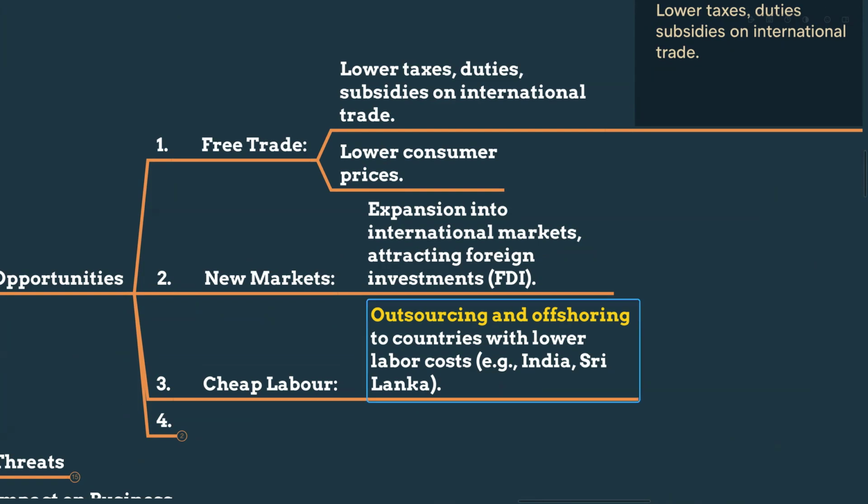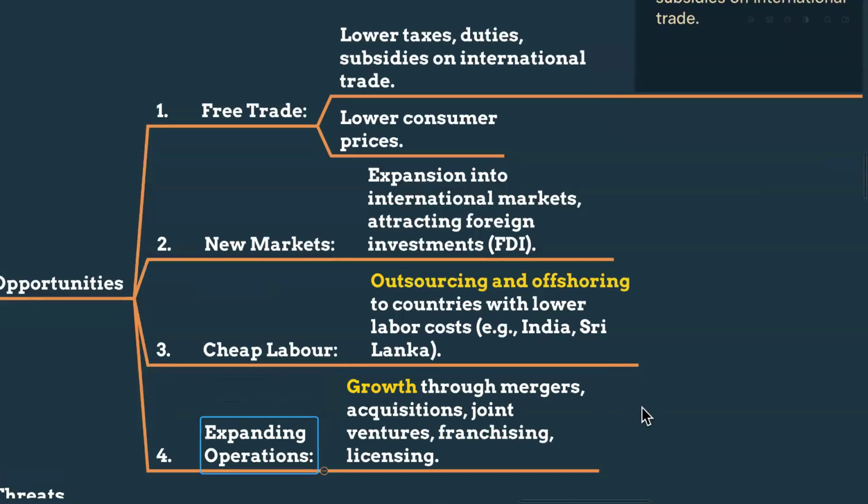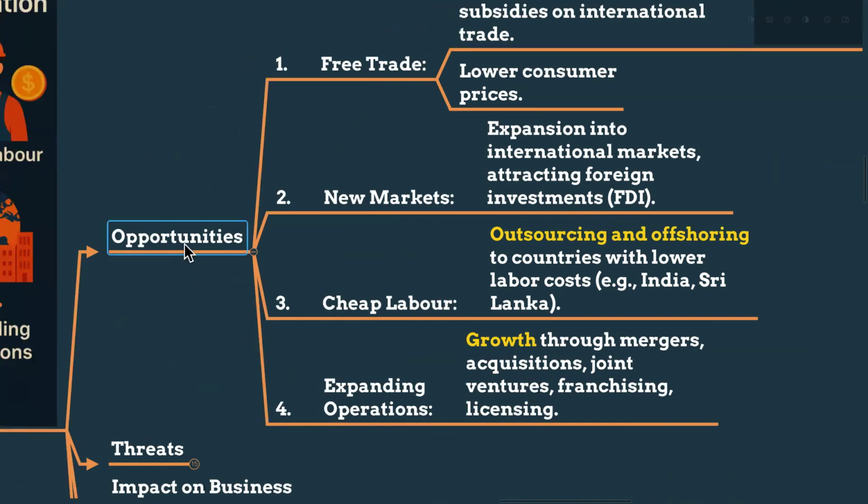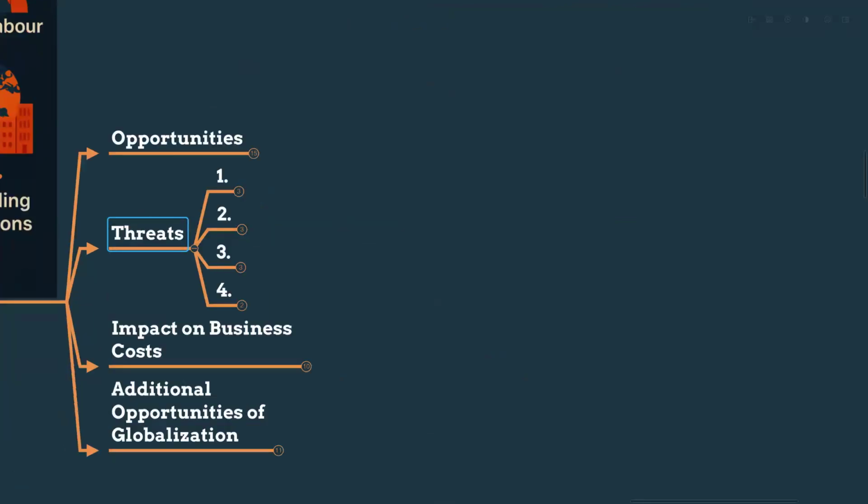So outsourcing and offshoring to countries with lower labor costs like India and Sri Lanka, and expanding operations, and growth through merging with international companies. We can do joint ventures with a foreign company, franchising, licensing. So these are the expanding opportunities. We can partner with foreign companies. We will have franchising opportunities with KFC, Pizza Hut. We can do joint ventures with international companies. This is because of globalization. It creates opportunities.